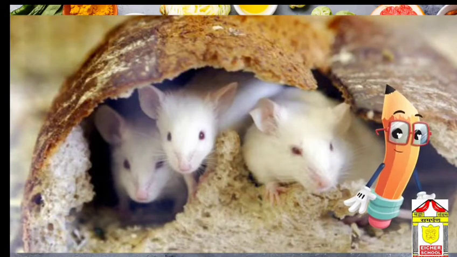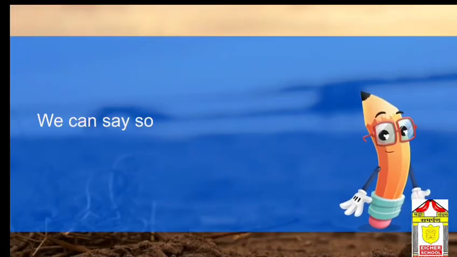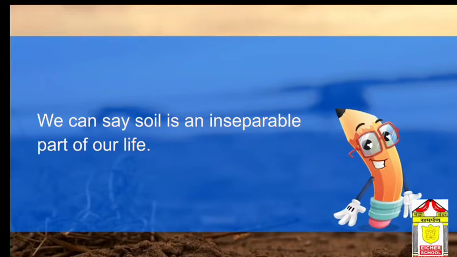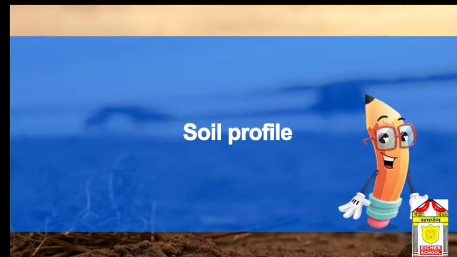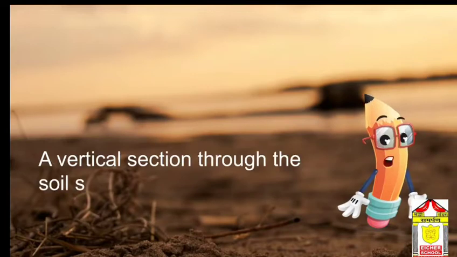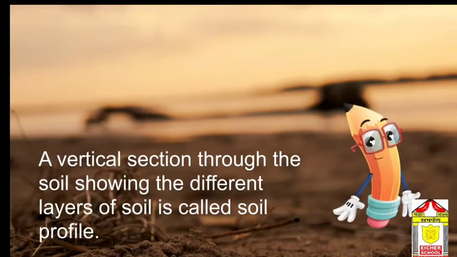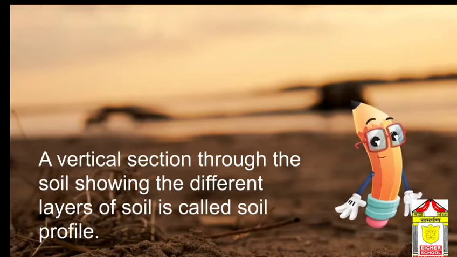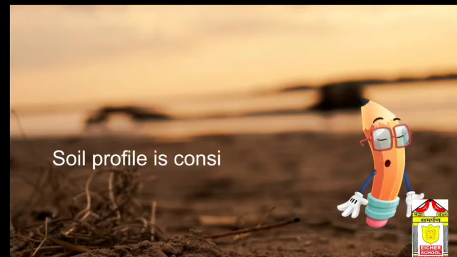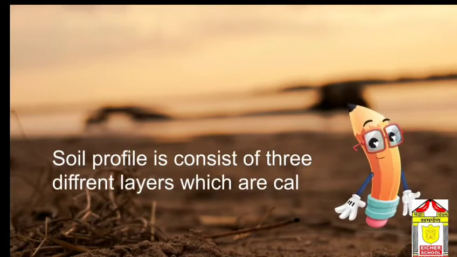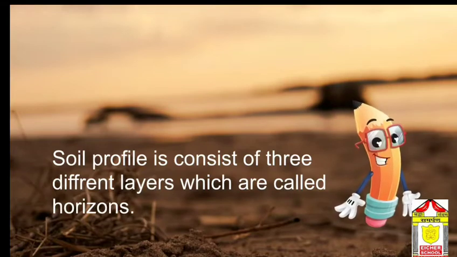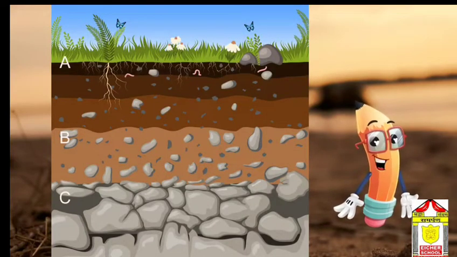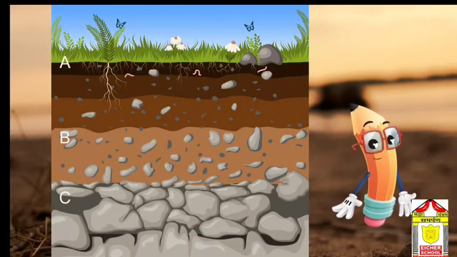Thus, we can say that soil is an inseparable part of our life. So this is the importance of soil. Now let us understand soil profile. A vertical section through the soil showing the different layers of soil is called soil profile. It consists of three different layers which are called horizons. These three horizons are named A horizon, B horizon and C horizon.